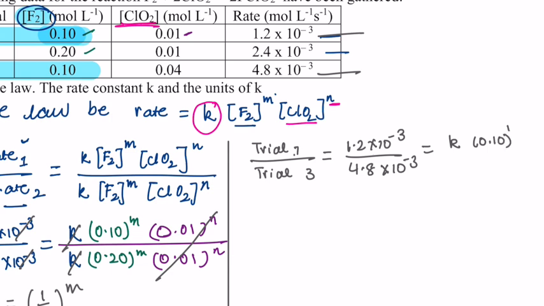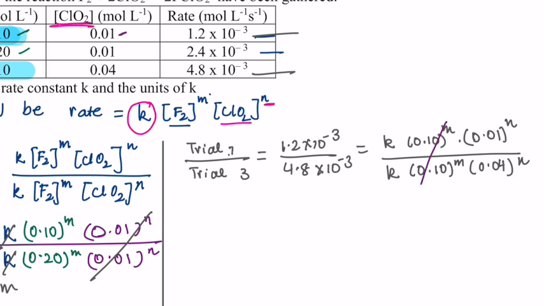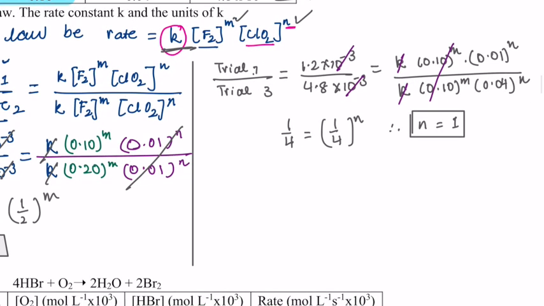So in this case, K times 0.10 raised to power M, 0.01 raised to the power N, and then the same idea with trial 3. We plug in the concentration of fluorine that is staying the same and the new concentration of ClO2. To solve the equation, we cancel out the things that can be removed, and we get 1/4 equals 1/4 raised to the power n. And we know that the only value for n that satisfies that equation is when n equals 1.